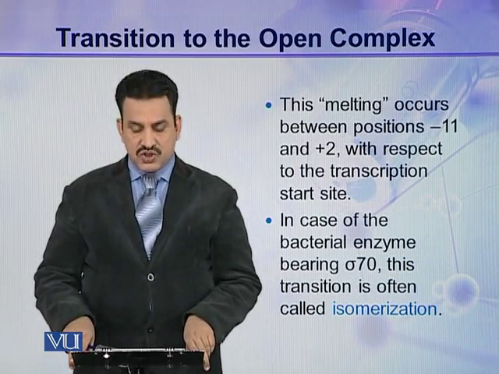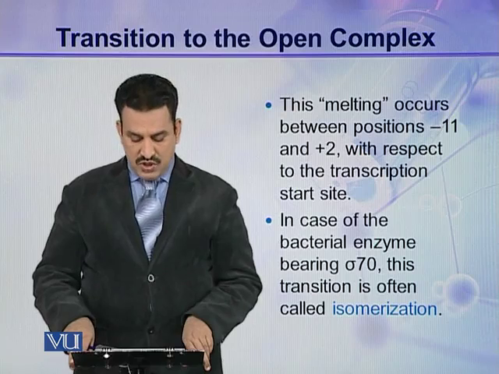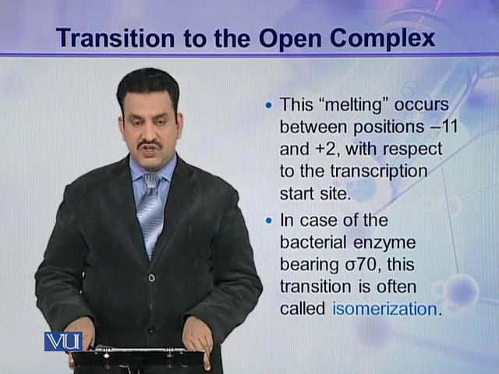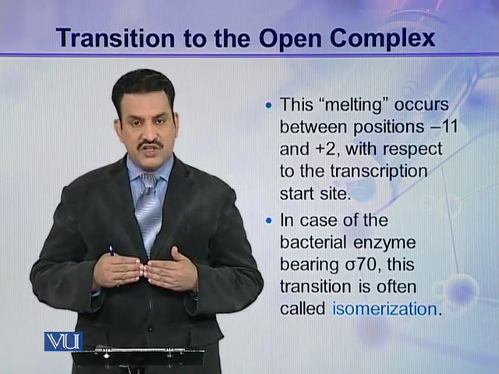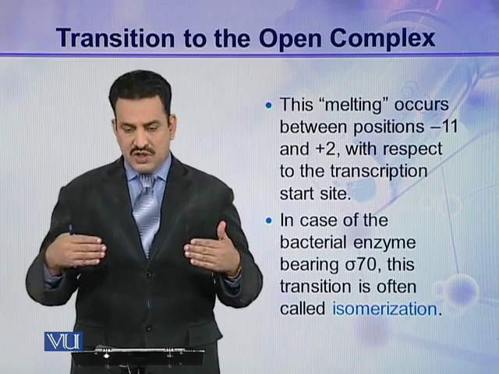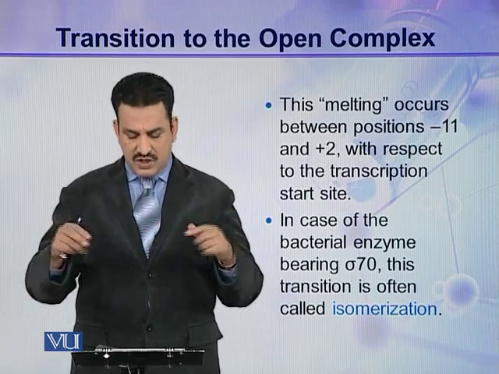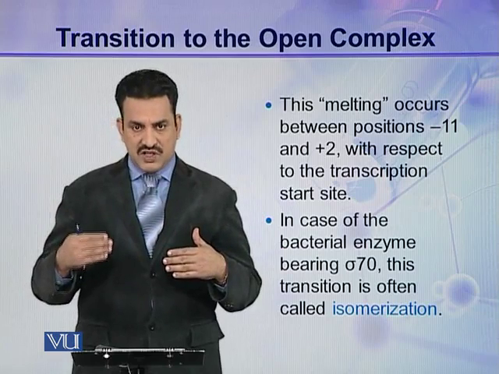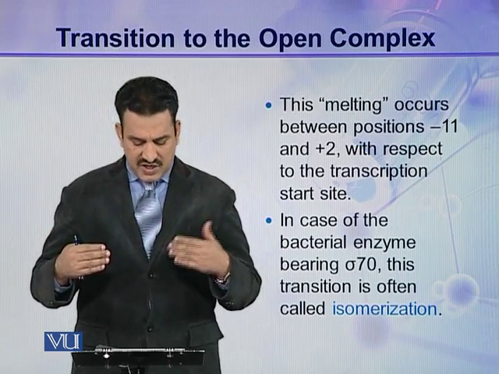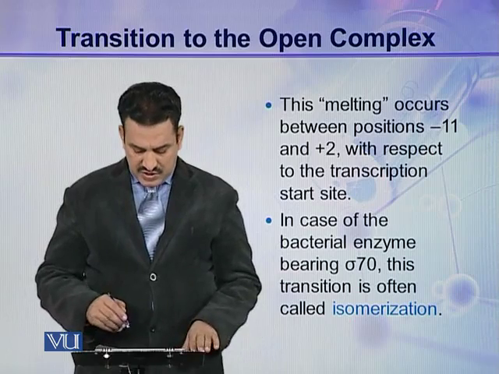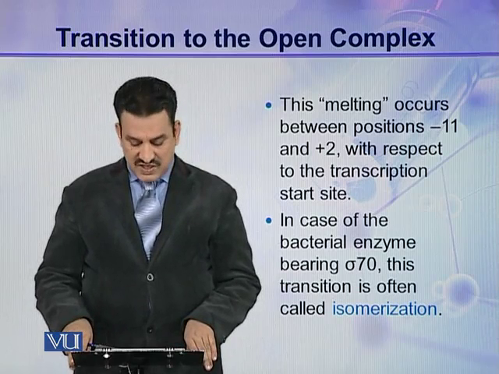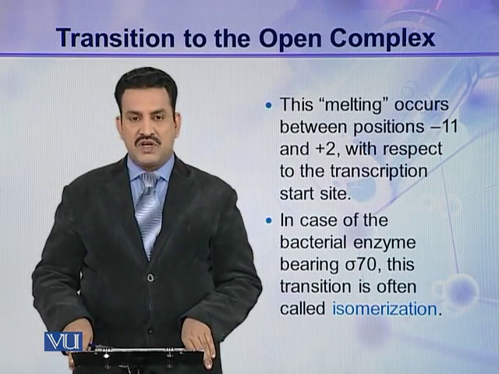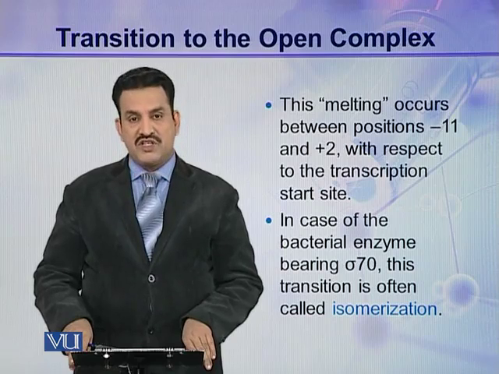This melting occurs between the positions -11 and +2 with respect to the transcription start site. So at the transcription start site, there are two positions on this DNA strand. One is recognized as -11 position site and other is +2 site. In case of bacterial enzyme bearing sigma 70, this transition is often called isomerization.